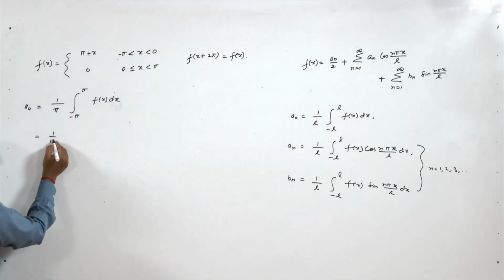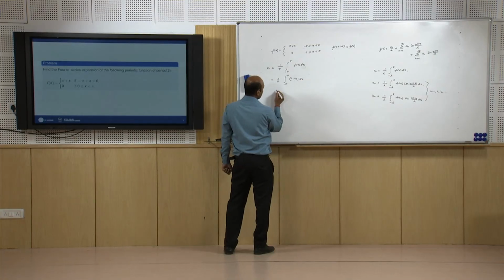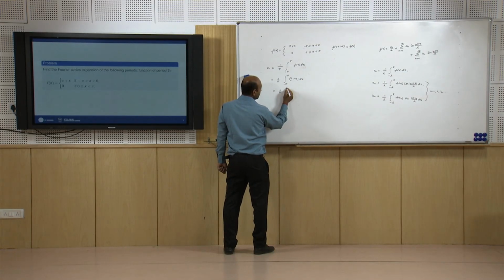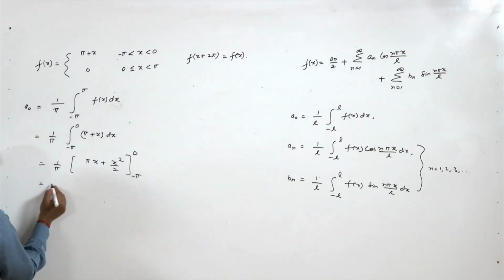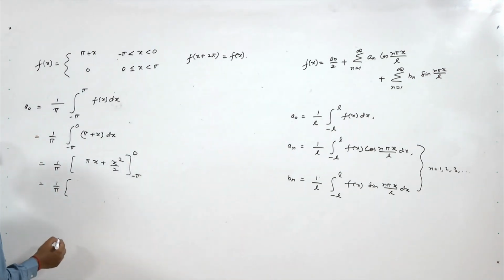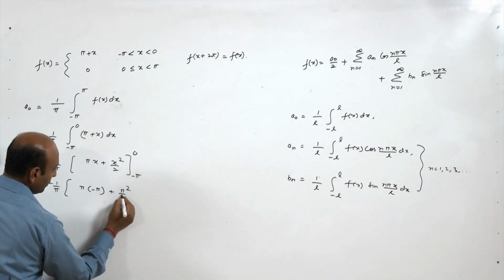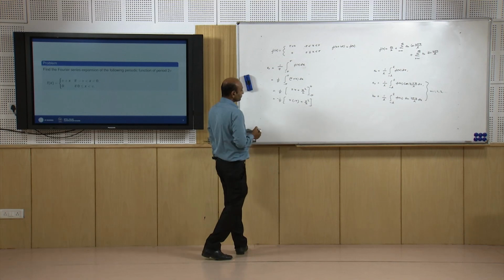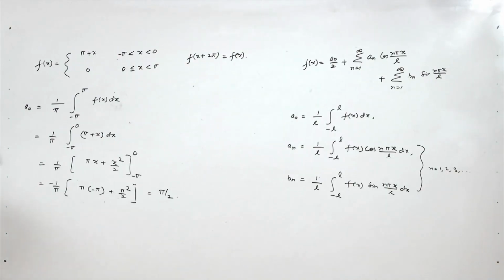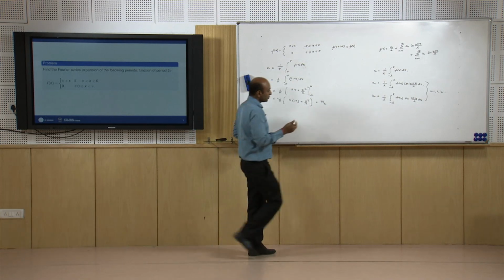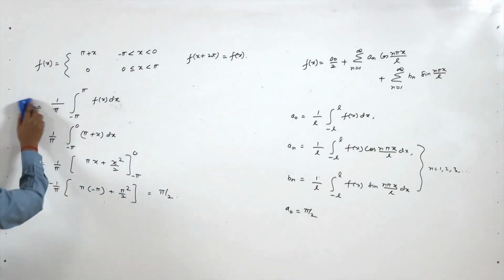So, this is nothing but 1 by pi integral from minus pi to 0 of pi plus x, otherwise it is 0. So, it is nothing but 1 by pi, and this term is nothing but pi x plus x square upon 2 from minus pi to 0, upper limit minus lower limit. When you apply the lower limit, it is nothing but negative of pi into minus pi plus pi square upon 2, and it is minus pi square by 2, that is pi by 2. So, this is A naught. Okay. So, A naught for this problem is pi by 2. I am writing here A naught is nothing but pi by 2 for this problem.